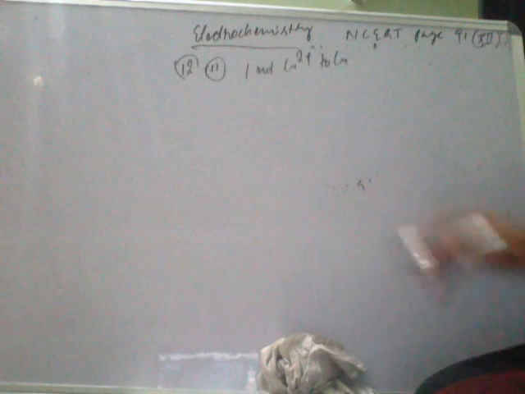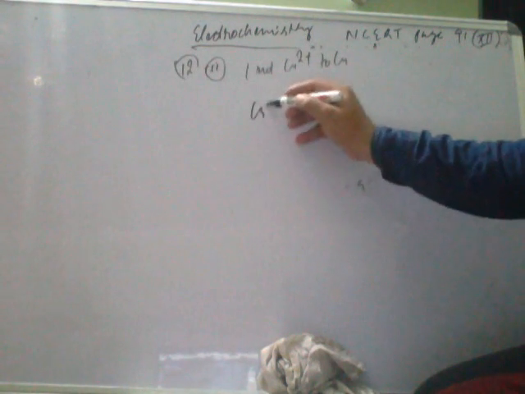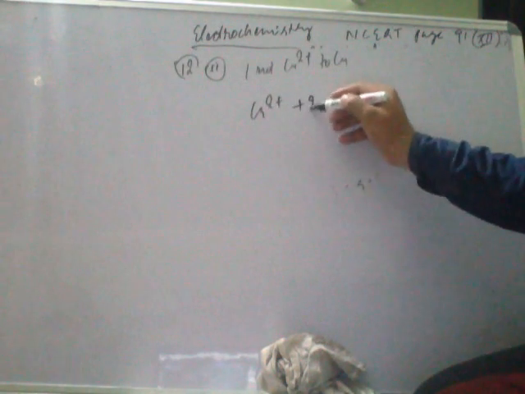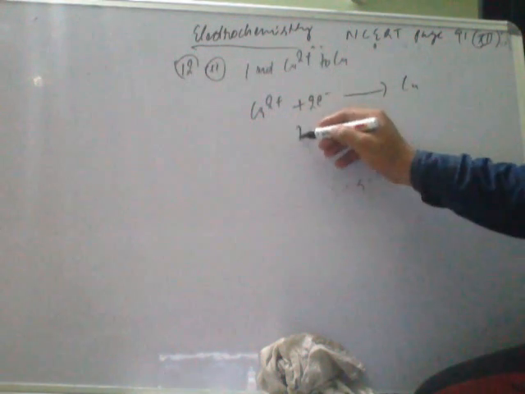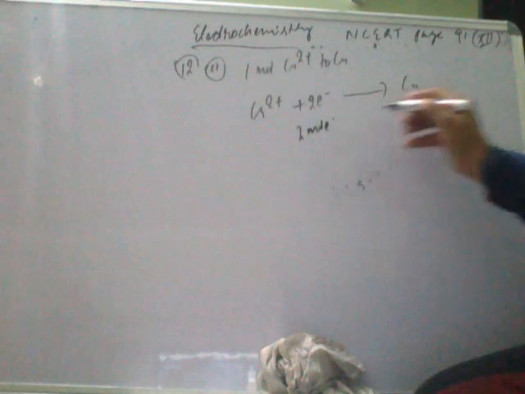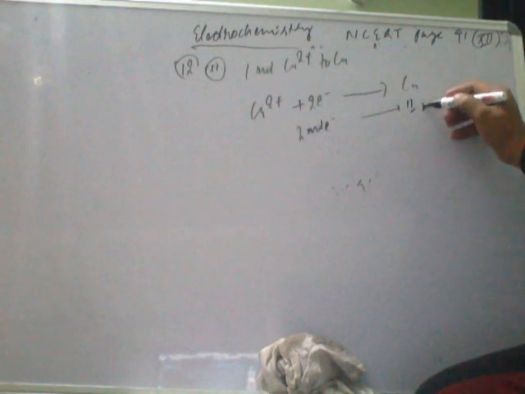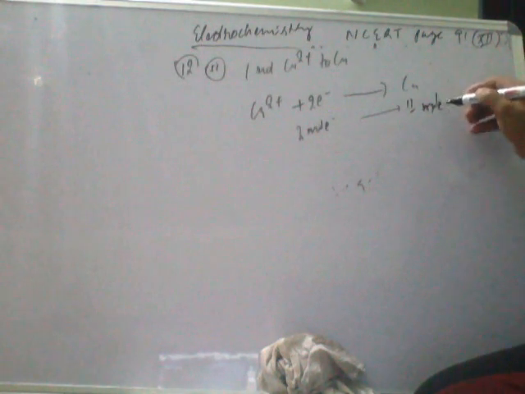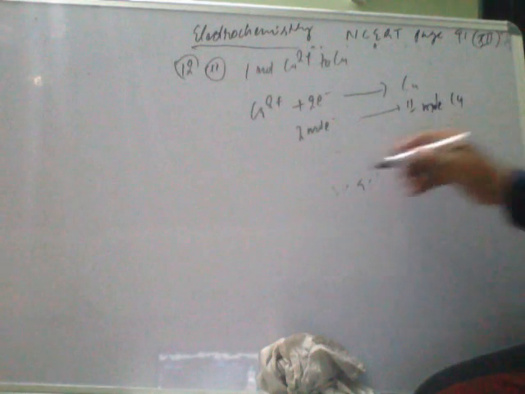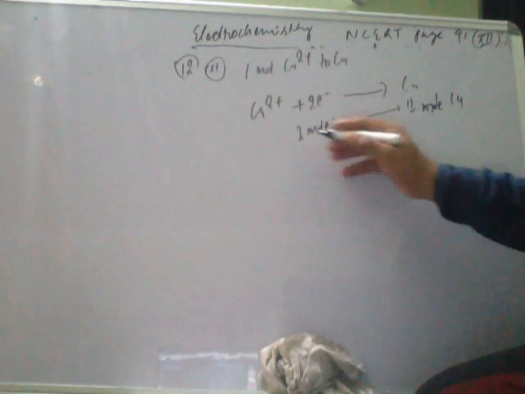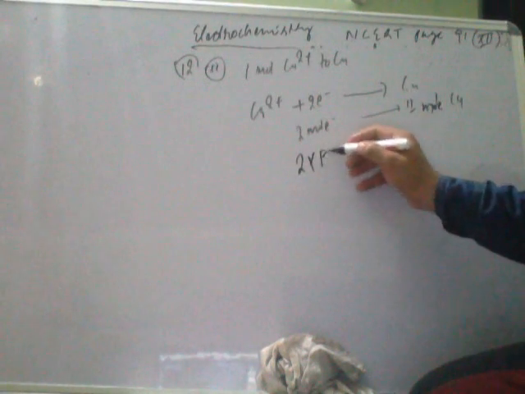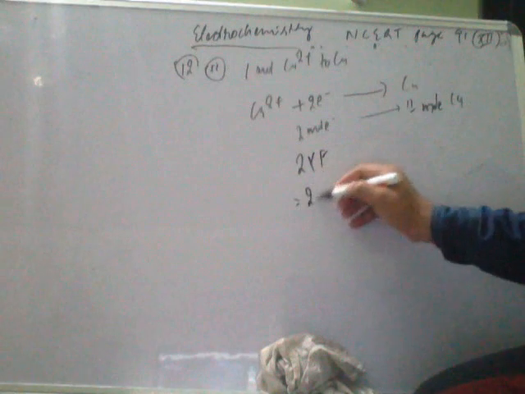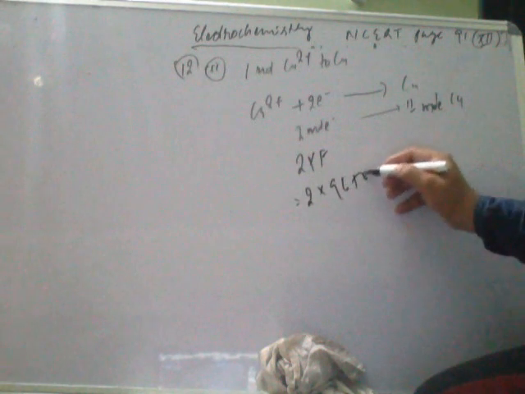So if you talk about 1 mole, here you have Cu2+, and you are adding 2 electrons here, so you are getting 1 mole of copper. Here, 2 mole electrons. So 2 mole electrons means 2 into Faraday F, that is 2 into 96,500.